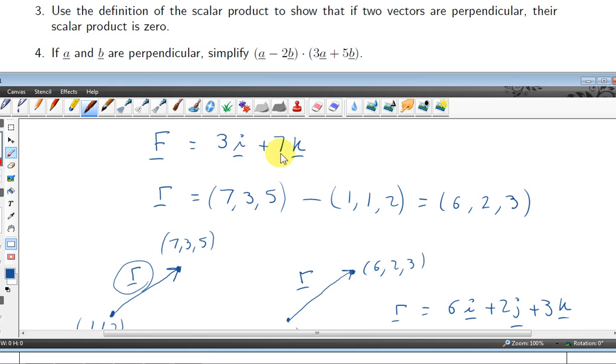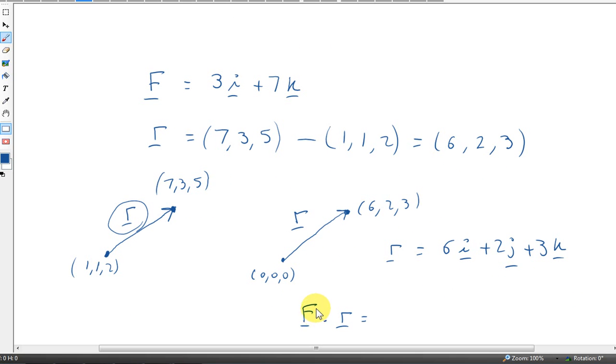So now we can go on and get F dot r. So we just multiply corresponding components. We multiply the i components together. It's 3 by 6. Then the j components. Well, the j component of this vector is 0. The j component here is 2. Then the k components, 7 multiplied by 3. We get 18 and 21, which is 39.